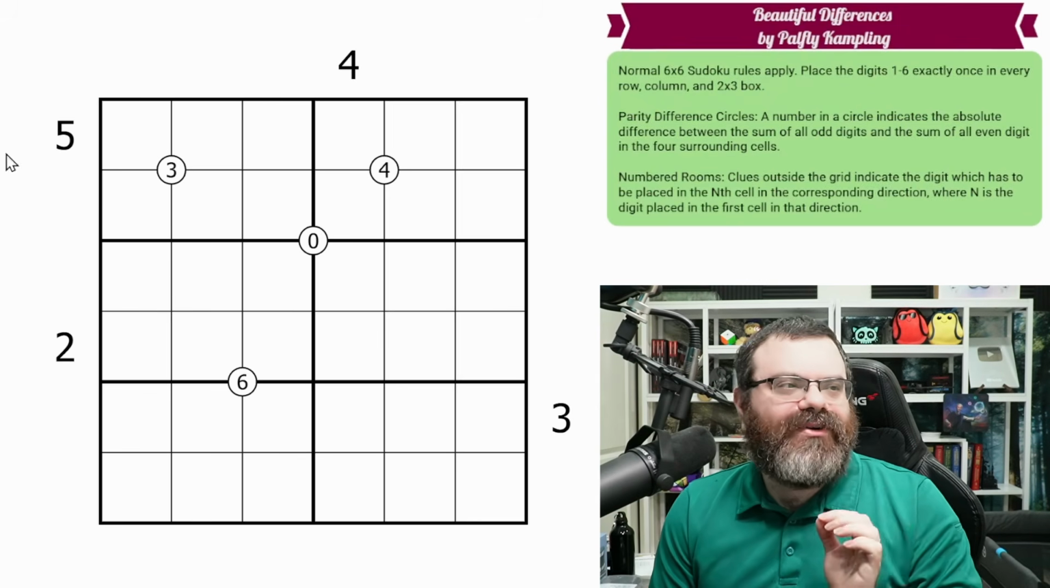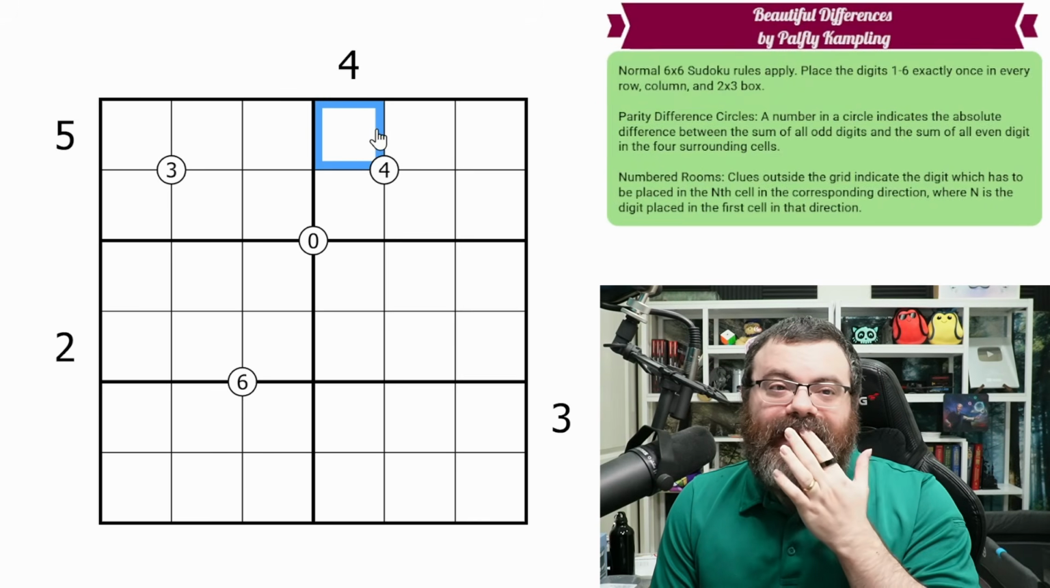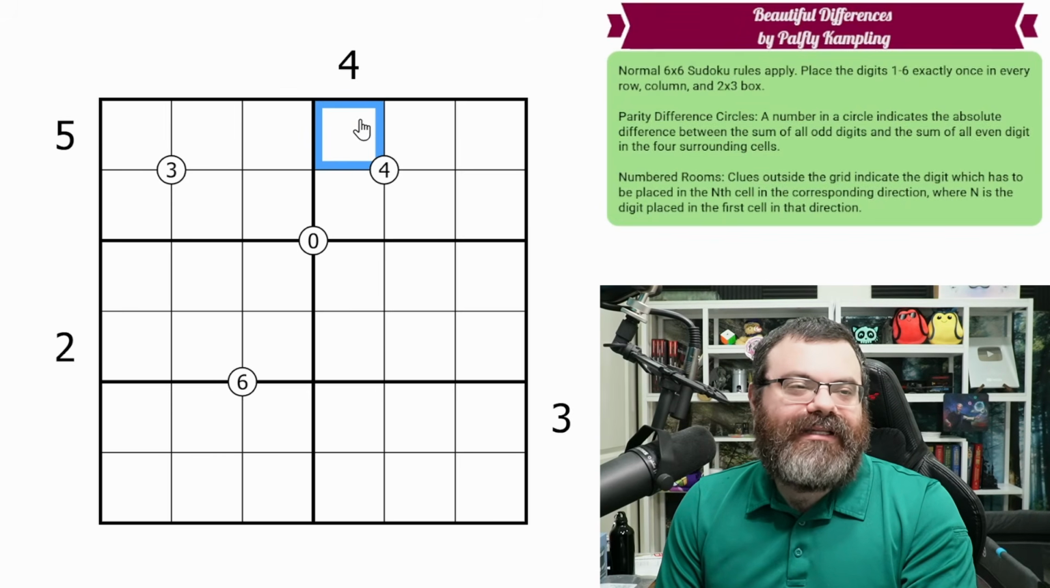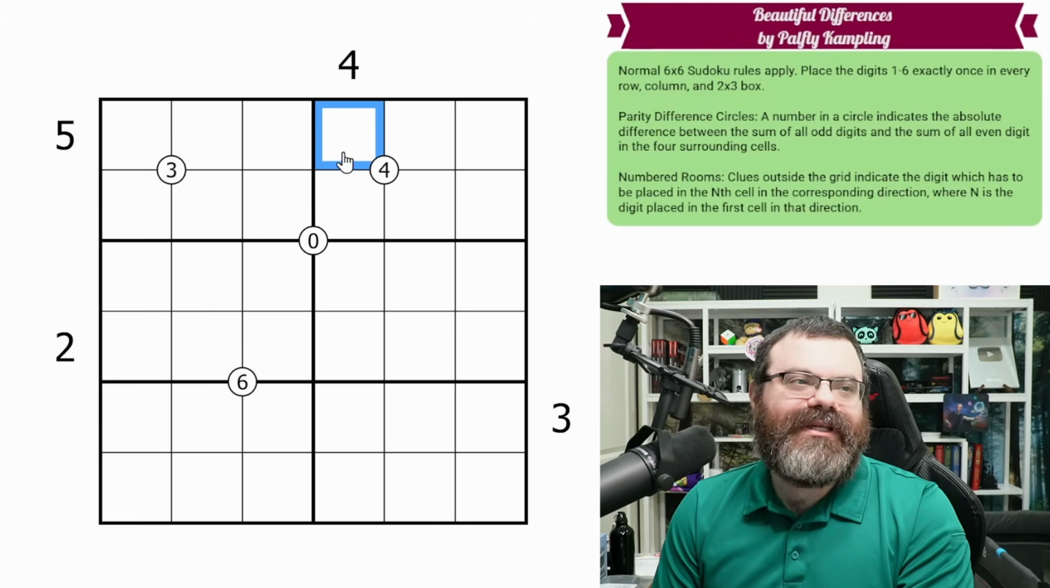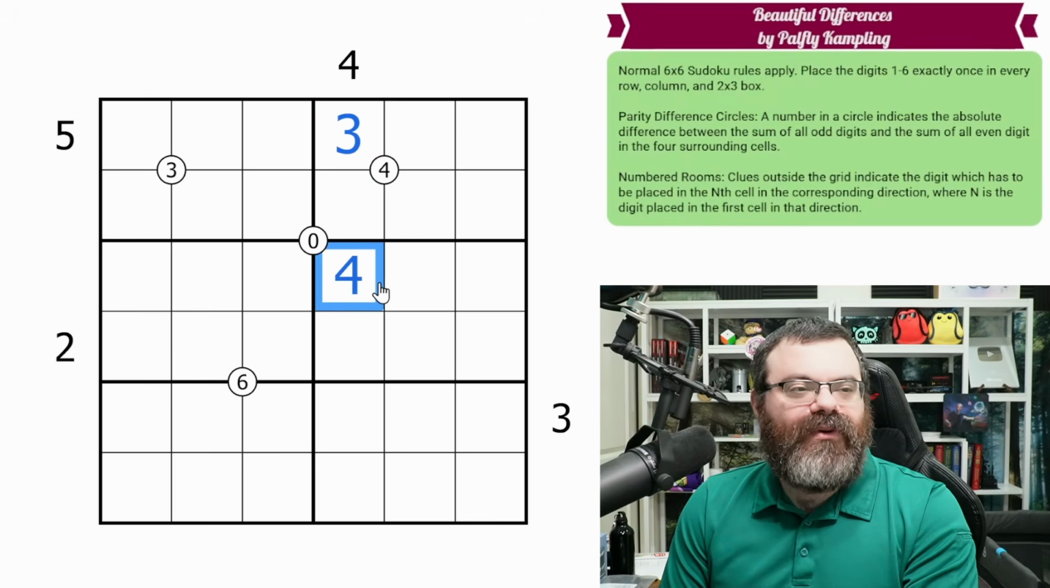All right, we also have numbered rooms. So the way these work, we had these recently, is the clue outside the grid is the digit that it's pointing at, and then the digit next to it that's placed here is telling you where that is. So I know that's a little confusing, but let's go over an example. Let's say this was a 3. Then what this is saying is that 3 away from here is the 4. So if we count 1, 2, 3, that is where we put the 4.